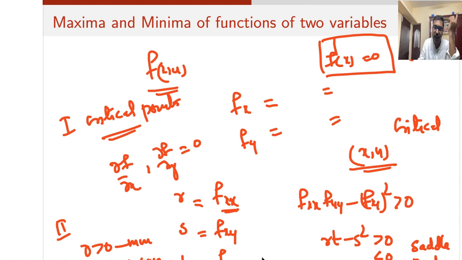Now the condition r is equal to 0 will not occur, because if r is equal to 0, this will become a saddle point. So that condition will never occur; either r should be greater than 0 or r should be less than 0. So this is the condition for maxima and minima. Just remember this condition, and then we'll apply this to problems, and then you'll understand it better.